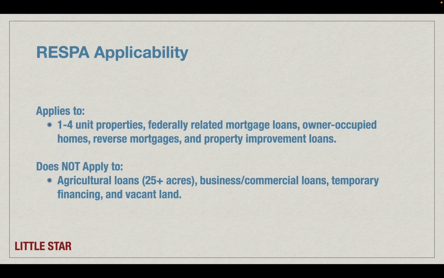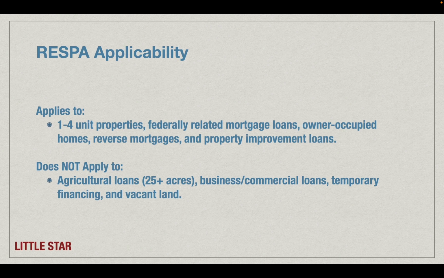RESPA applies to loans for 1 to 4 unit properties, federally related mortgage loans, owner-occupied homes, reverse mortgages, and property improvement loans. It doesn't apply to agricultural loans, those on 25+ acres, business or commercial loans, temporary financing, or vacant land.